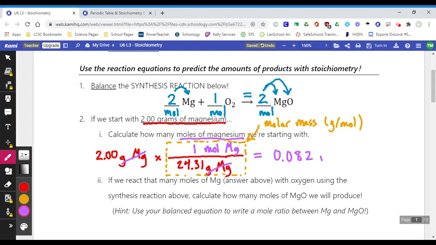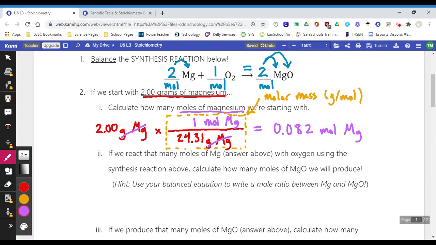0.082 moles of Mg. Or something around there. It should be pretty close. Depending on your rounding, it might be a little bit different. But somewhere around 0.08 moles of Mg is what we're looking for. Okay, so that's not really super new, so that's good. It's a little familiar to us. Let's keep going and see what else we can figure out here. Maybe this lab won't be so bad.